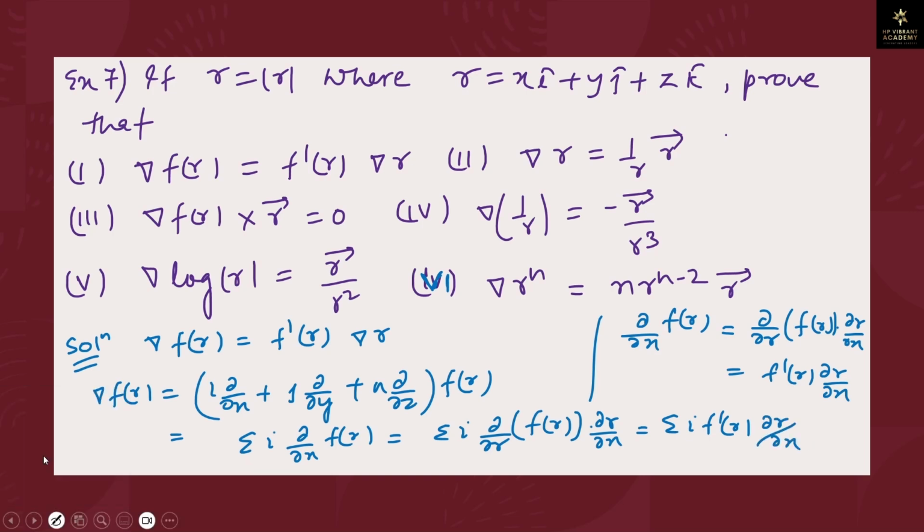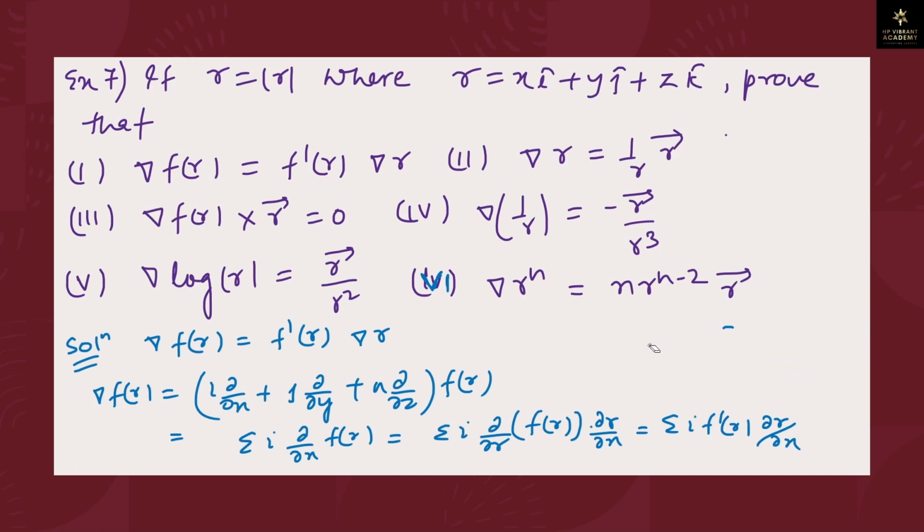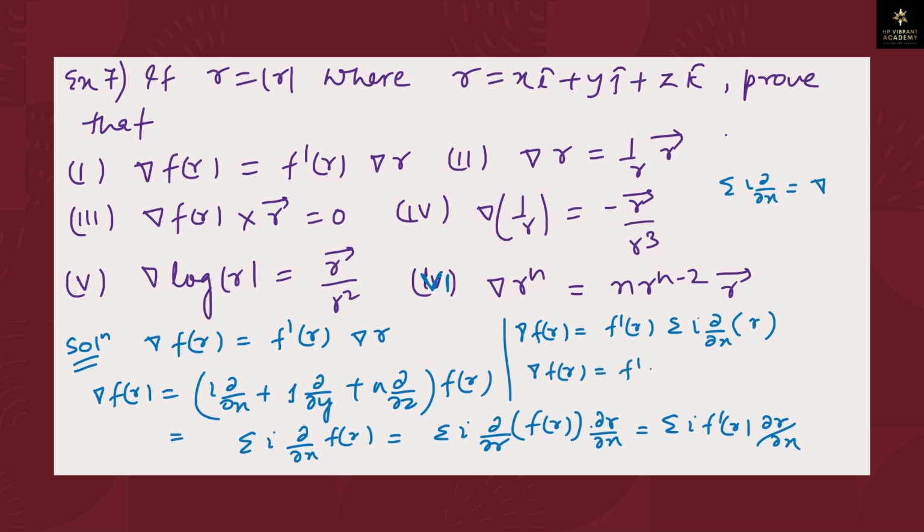Let us further simplify this. The value of del of f(r) is equal to f dash r, which we can take out of the summation, into summation i del upon del x of r. Summation i del upon del x is nothing but the del operator. So del of f(r) is equal to f dash r into del of r. This is the answer for the solution of the first part.